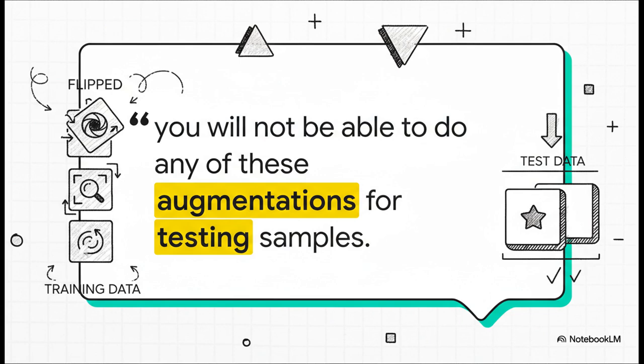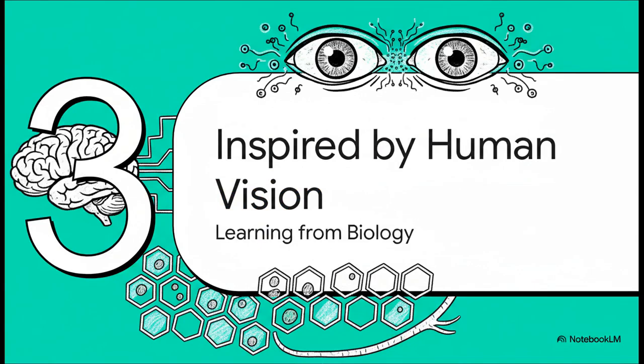Now here is a really important pro tip right from the source material. Data augmentation is for training and only for training. You use it to make your model smarter, more flexible, but when it's time to actually test how well it performs, you have to use the original untouched test images. No cheating.